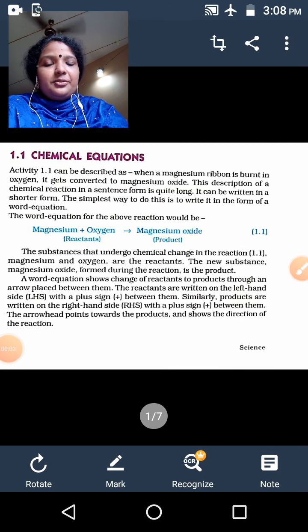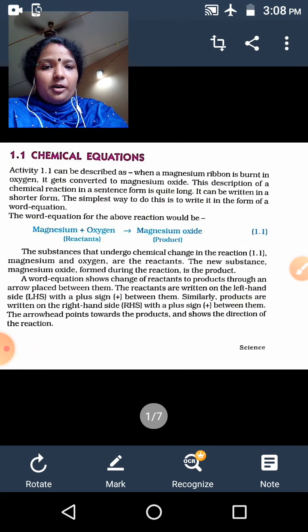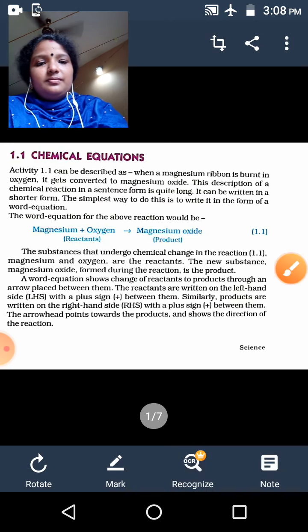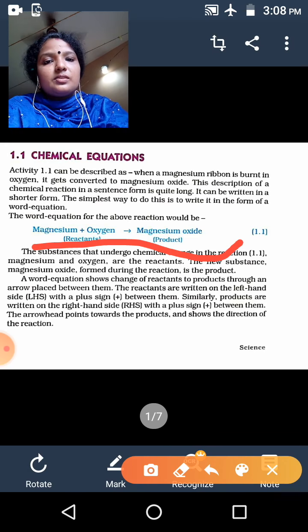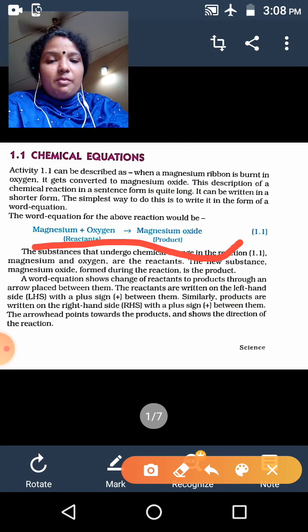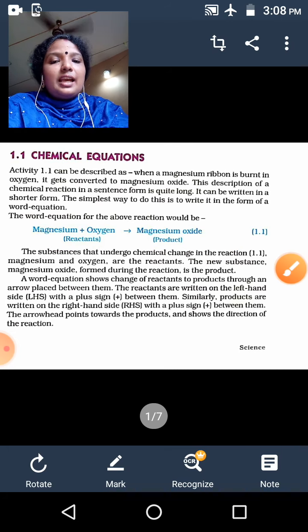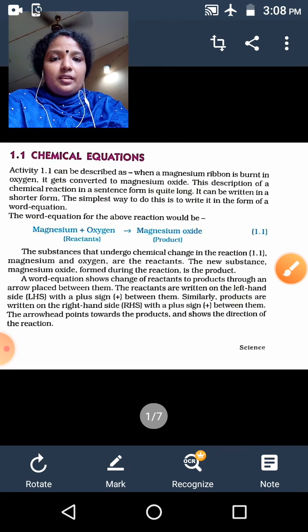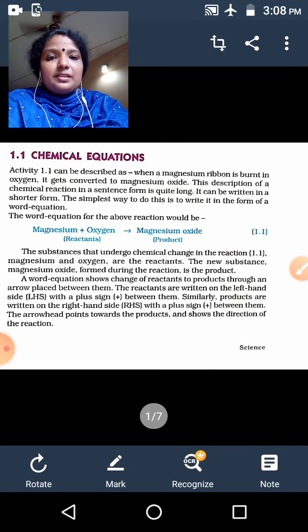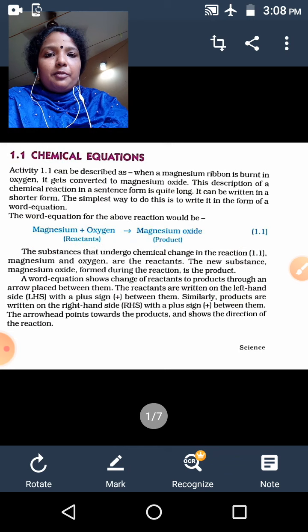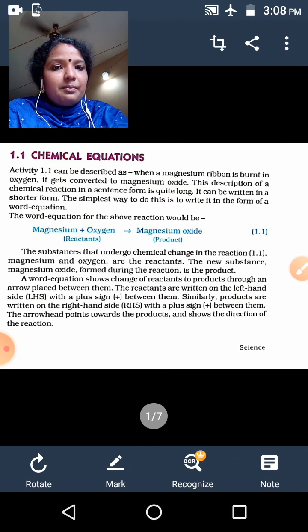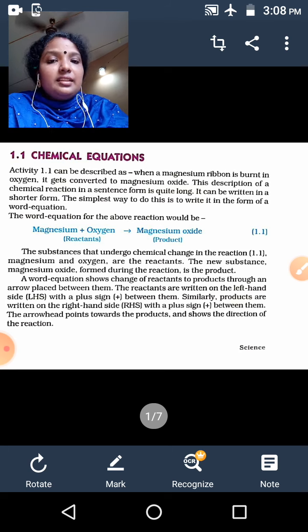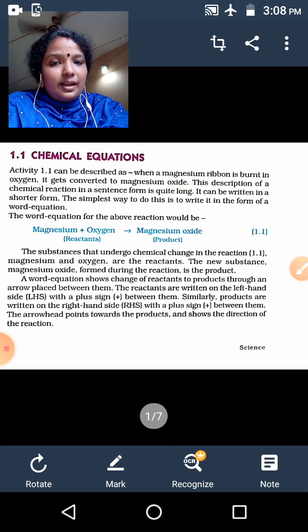Today we are going to study a new topic, chemical equations. All of you look at that equation: magnesium plus oxygen gives magnesium oxide. This equation can be represented in word form. An equation which can be represented in word form is known as a word equation.